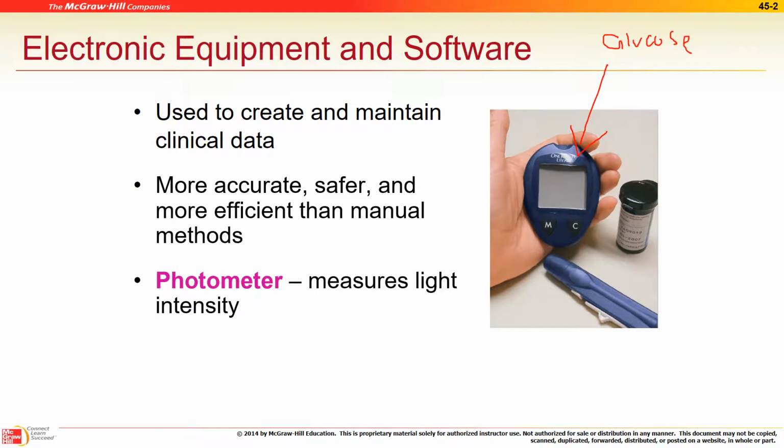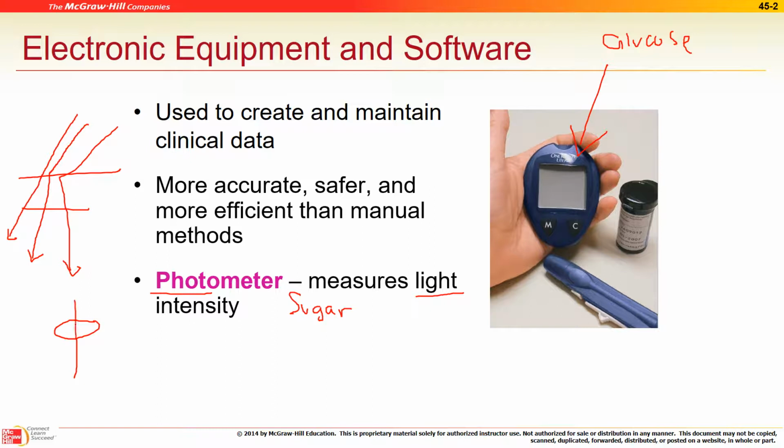Photometer. What's photo? Light. So it measures light intensity. A lot of times they'll use this for sugar, to see how much sugar is in a solution, because light bends in a solution, and depending on how much it bends will determine how much sugar is in the solution. So it's a really easy way: just get a little drop and they'll shine a laser through. Depending on how much it bends, they can determine the sugar concentration.